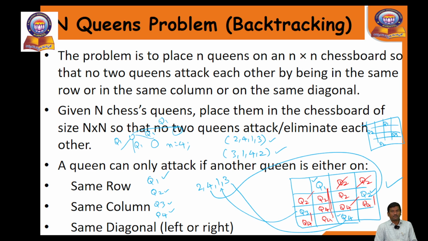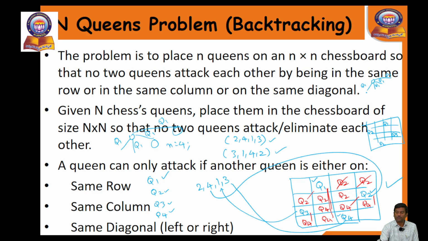How can we obtain this? How to identify all possible solutions? That is where the concept of backtracking is involved. What we have done is start from the root and find whether I can place q1 in 1, q1 in 2, q1 in 3, or q1 in 4.